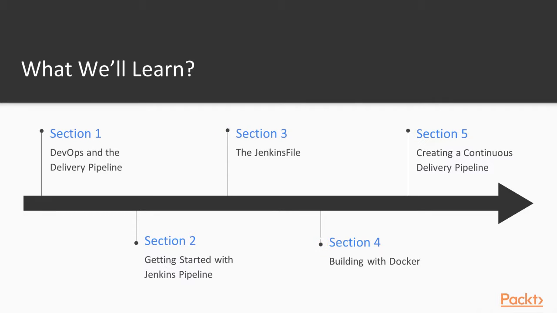Going further, we will set up Docker to create isolated build environments. And to consolidate our learning, we will create a delivery pipeline to build, test, and deploy the Java web project. In this project, we are going to understand and implement the different stages of the Jenkins pipeline towards continuous delivery.